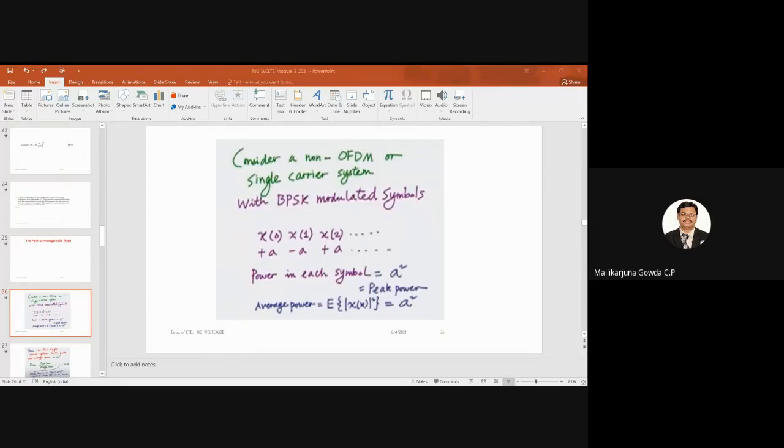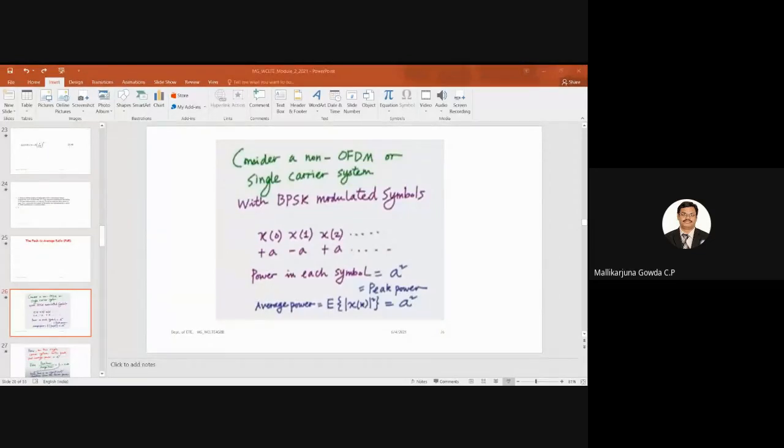So how do I find the power in each symbol? Power in each symbol will be equal to A squared. That is the peak power. And how do I find the average power? Since they are random variables, I need to take the expectation of this. That is why it is written E of magnitude of x of k squared, which is also equal to A squared. Hope you are able to understand what I am saying.